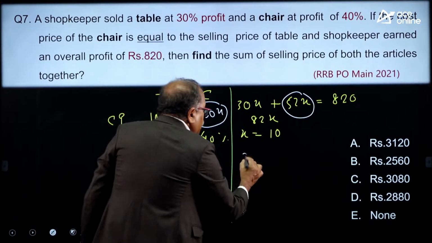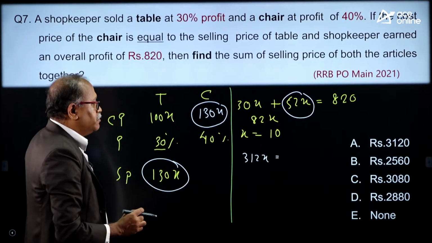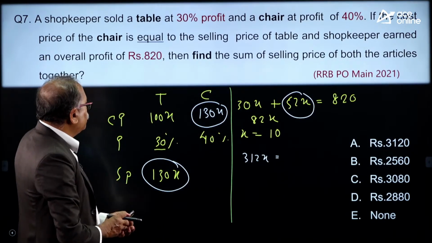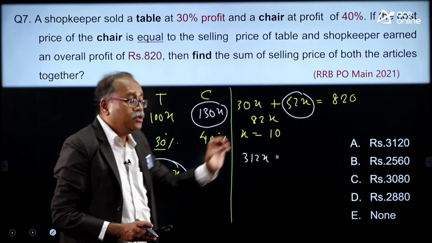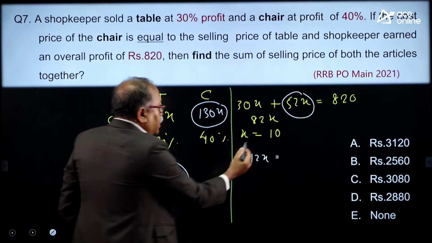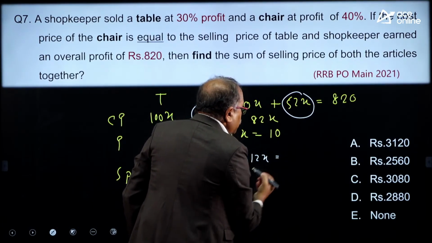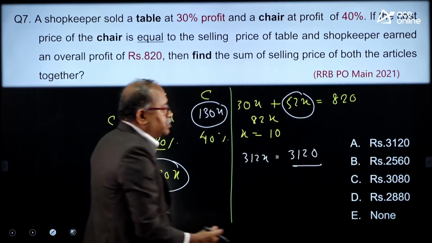So, 312x. Will it be a total of 312x? Yes, 260 plus 52, so 312x. So, when x is 10, then 312x will be 312 followed by one more 0.